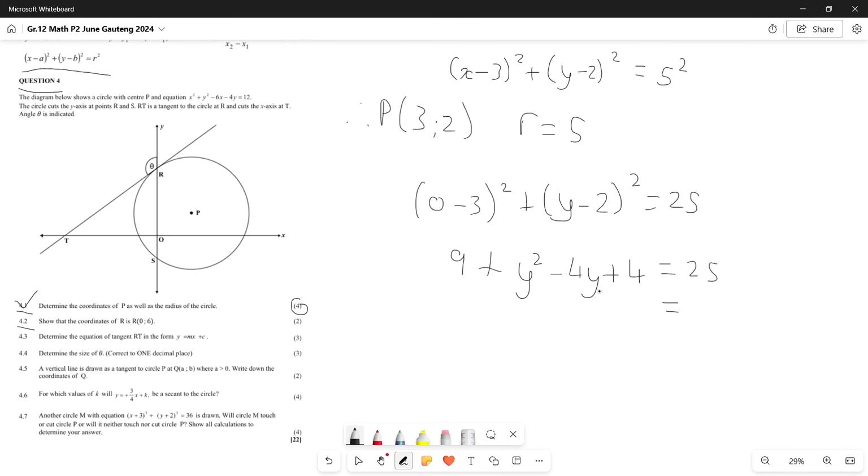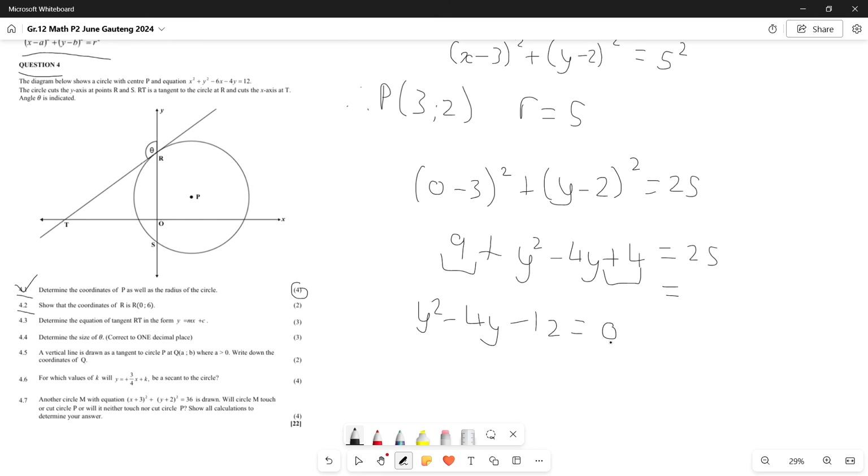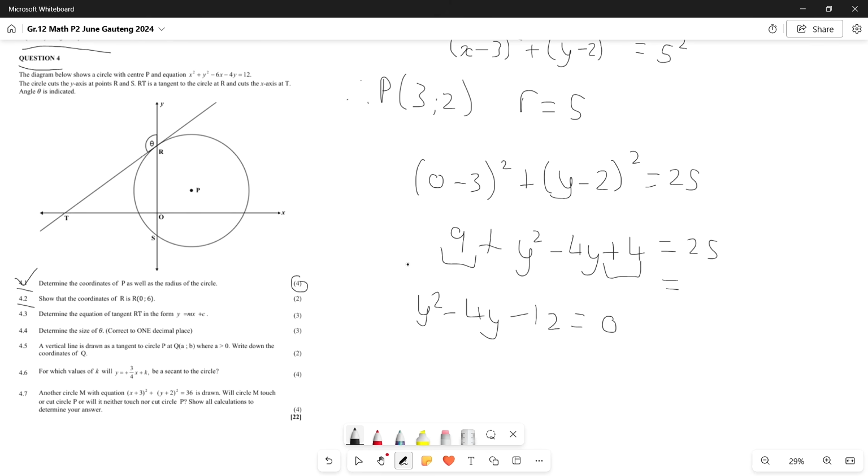From there, we can take everything over to this side where our y squared is positive. So we have y squared, nothing to simplify there, minus 4y, nothing to simplify there. And then 9 plus 4 is 13 over there, minus 25 is minus 12, and that equals 0. From there, we have a quadratic equation, because that means we're going to get 2 different values for y, which makes sense because one of the values is going to be the y-intercept of r, and the other value is going to be the y value or y-intercept of s.